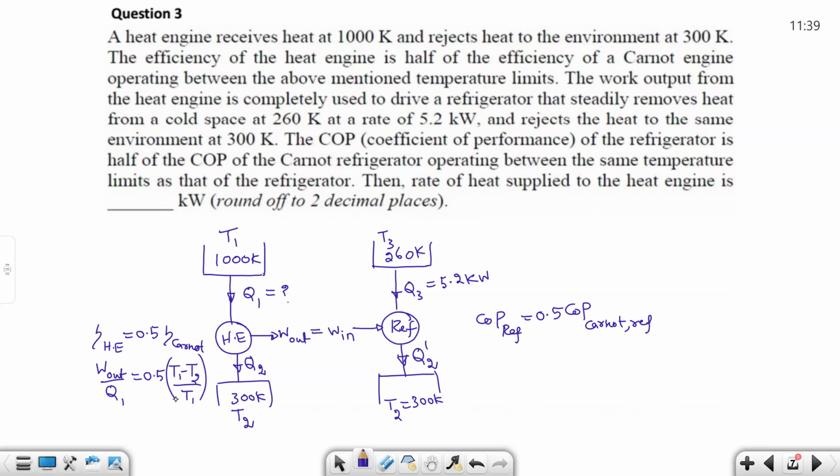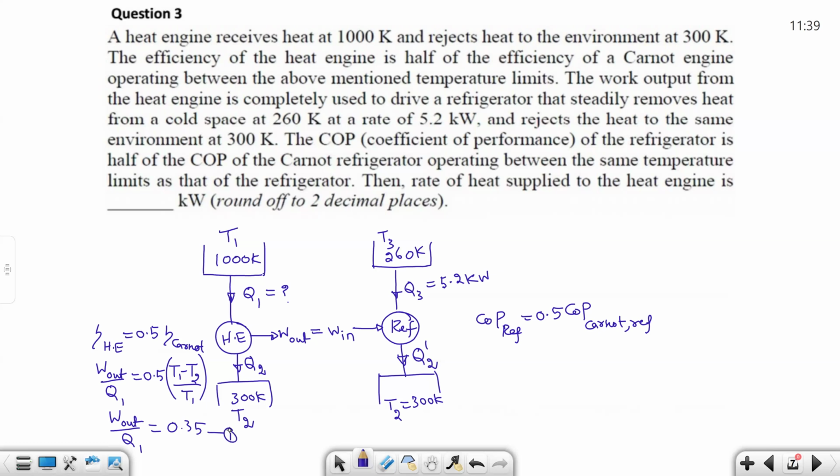So we know that T1, T2, so W1, Q1 will be equal to T1 minus 300 divided by 1000 into 0.5, 0.35. So maybe this we keep it as equation 1.